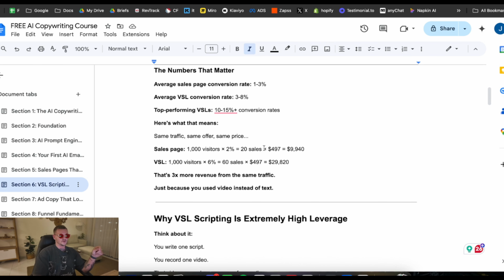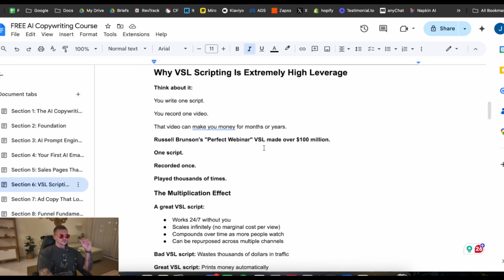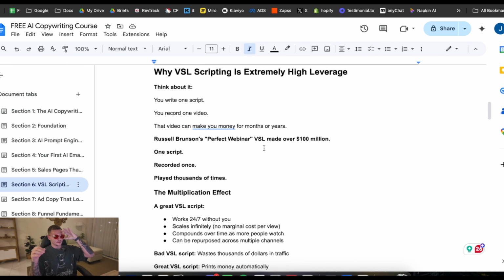Some of the top performing VSLs can convert 10 to 15% of your traffic. This means same offer, same price, but if you have a VSL in there, you're going to make more money. That's all that means. Now, why VSL scripting is extremely high leverage.